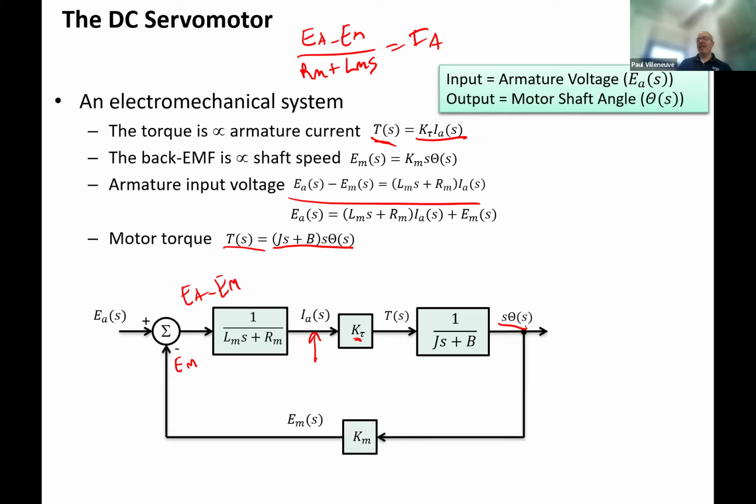What is S times theta of S? Just omega, isn't it? It's the actual speed of rotation. And then I feed back in here K sub M, because if you recall, EM was equal to omega of S times that machine constant. And that's my block diagram for the motor.